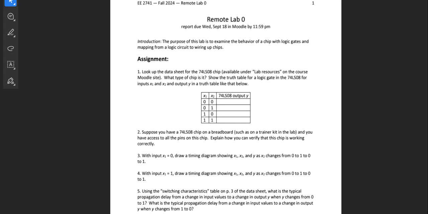So you were supposed to look up the data sheet for the 74LS08 chip available under lab resources in the course Moodle site, and what type of chip is it? I'm going to do the same questions that were on here, but for a different chip, because I can't do your exact lab for you, but it's almost as good.